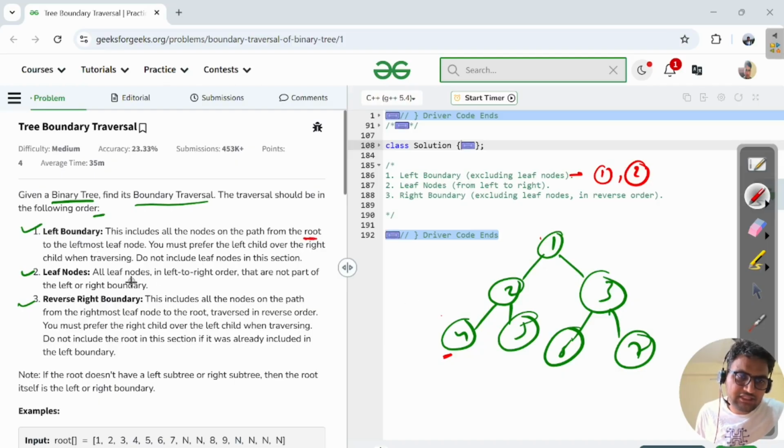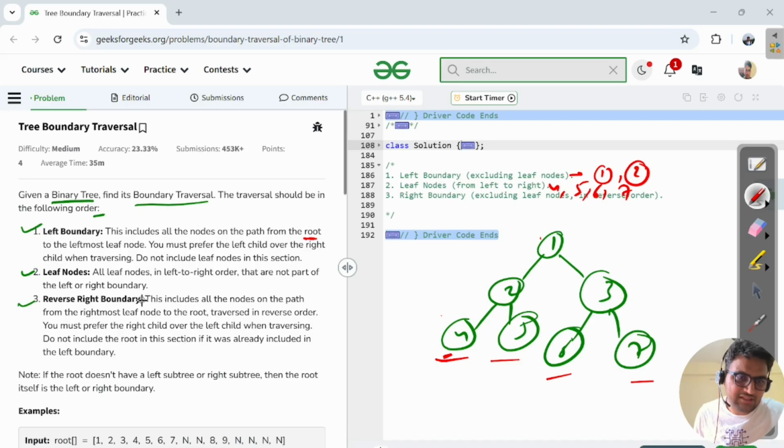Correct. Then leaf nodes: all the leaf nodes we have to include in left to right order that are not part of the left or right boundary. So in the leaf node traversal, what is included? This is 4, 5, 6, and then 7. These are the leaf nodes. Correct. And for a leaf node, the condition is that left and right should not be there.